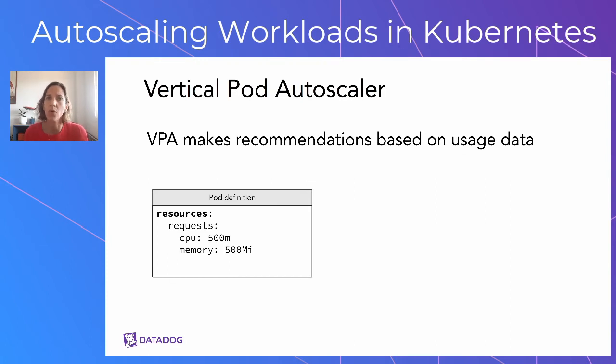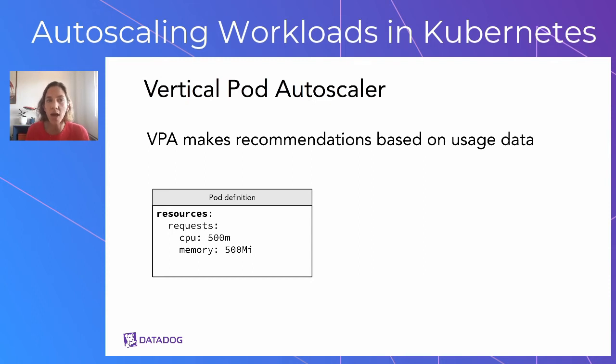But there are also automated ways to do that, and the Vertical Pod Autoscaler tries to solve that. The VPA, or Vertical Pod Autoscaler, is a component in Kubernetes that basically makes recommendations for resources based on usage data.